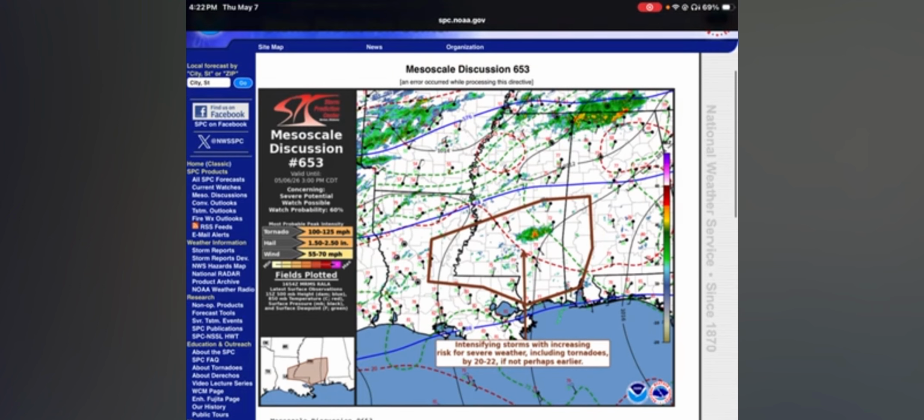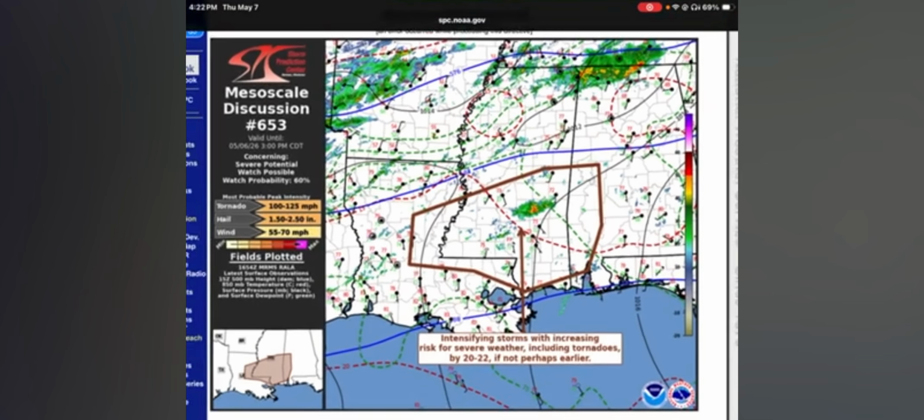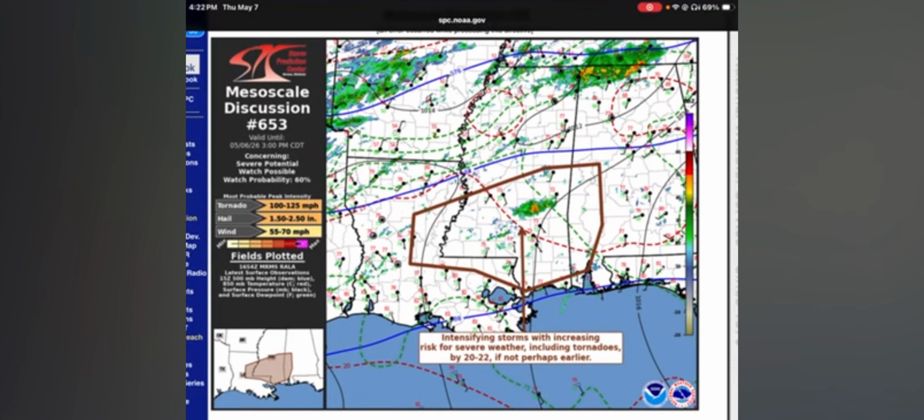So anyway, this is the first mesoscale discussion. It's number 653. Sorry, my words are just not wording. Mesoscale discussion number 653. This was for a severe weather risk. Let's actually take a look at the graphic here. So for mesoscale discussion number 653, we're starting on the northwestern side of this graphic. Valid until May 6, 2026, 3 p.m.